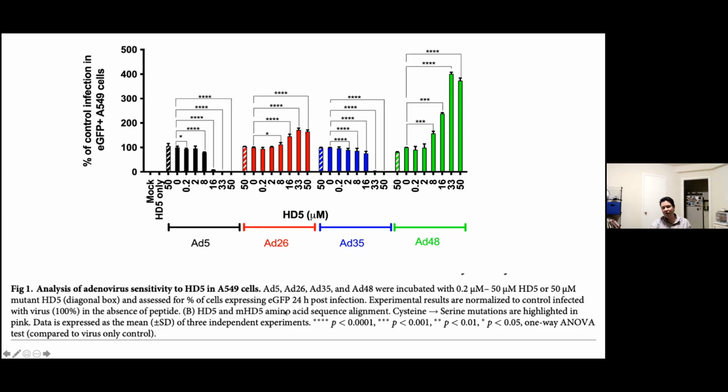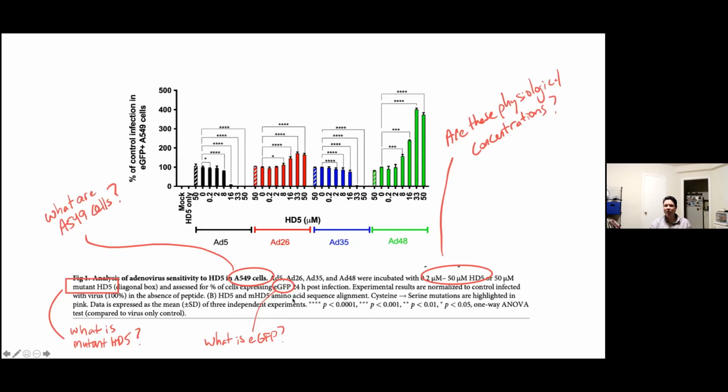There's also another term over here. So these adenoviruses are expressing something called EGFP. Let's just assume we don't know what that means. So again, we go back to what we did before. Let's try to identify, to fully understand this manuscript, what this information is telling us. So we're asking the question, what are A549 cells? Asking another question here, are these physiological concentrations of alpha defensin? We aren't exactly going to answer this today, but that's a question that you should ask yourself. What's a mutant HD5? And what does this acronym EGFP stand for?